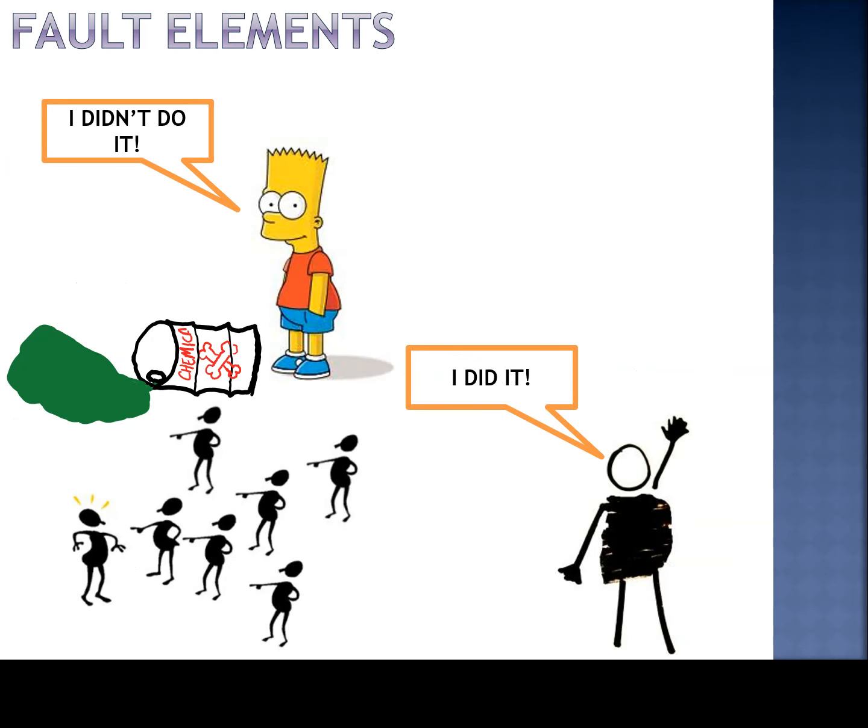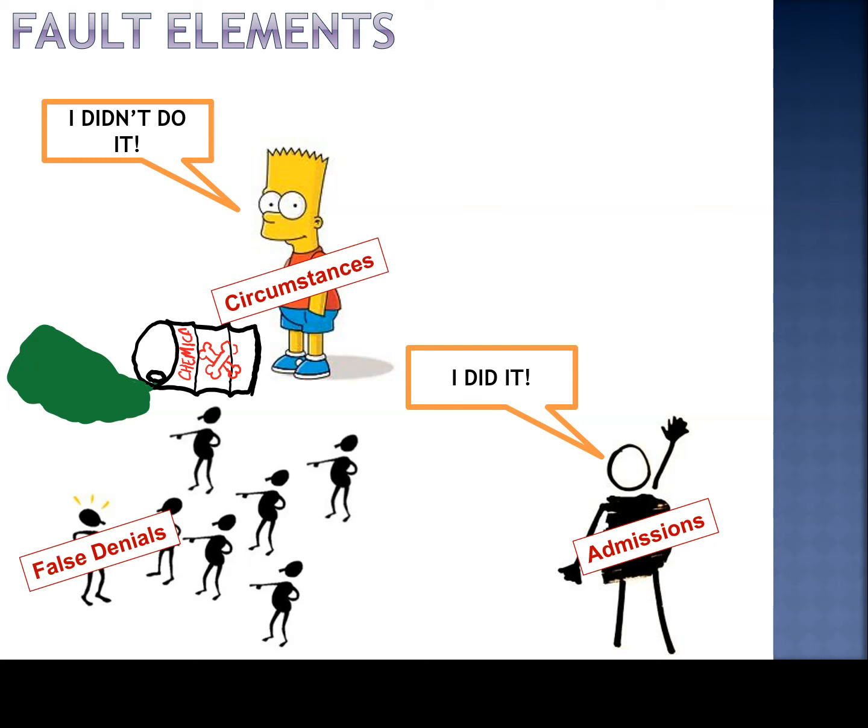Now, proving fault elements is quite difficult because you've got to prove the guilty mind. So the best way to prove fault elements is through admissions. So someone admitting, yes, I did it and I knew it was wrong, I intended for that action to occur, that is the best way to prove fault elements. You can also prove it through certain circumstances or through false denials. Now, false denials are where someone continues to deny responsibility even though we have overwhelming evidence to the contrary.